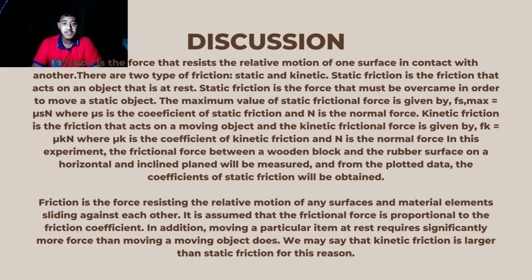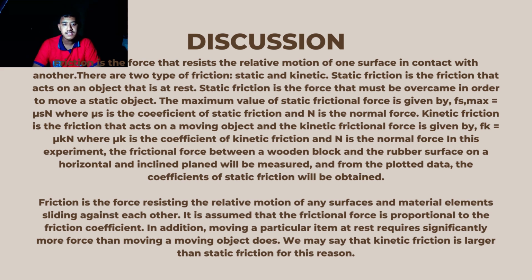Next, I will continue to the discussion of this experiment. Friction is the force that resists the relative motion of one surface in contact with another. There are two types of friction. First is static, second is kinetic. Static friction is the friction that acts on an object that is at rest. Static friction is the force that must be overcome in order to move a static object.